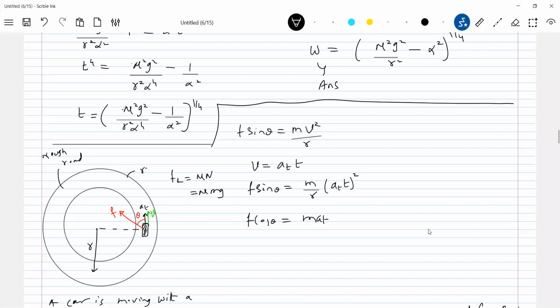So, squaring and adding these two, F square is equal to m square a to the power of 4 t to the power of 4 by r square, plus m square a square. Now what is the maximum at one particular value? F will become mu m g.